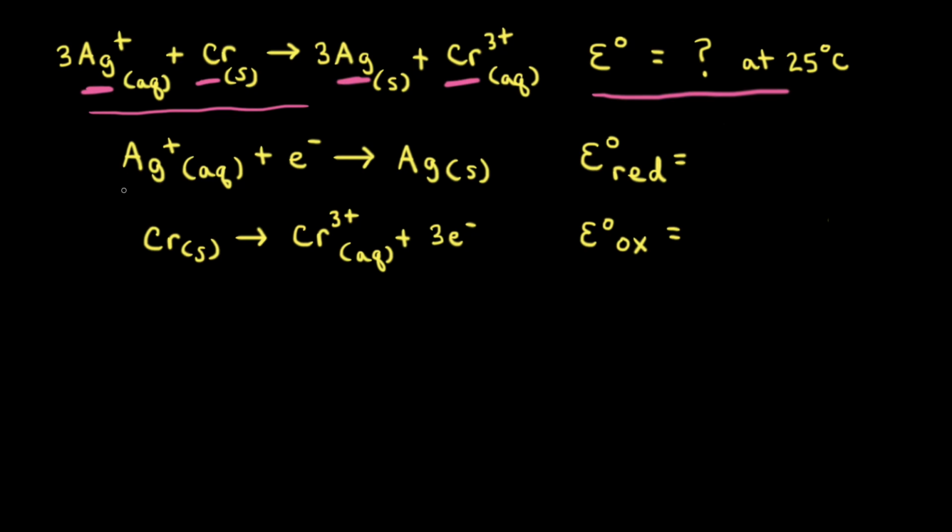So we said that silver cations are reduced, therefore we need to gain an electron to turn into solid silver, and solid chromium to turn into chromium 3+ ions must lose 3 electrons. Next, we need to find the standard voltages for our two half reactions, and to do that we could consult a standard reduction potential table.